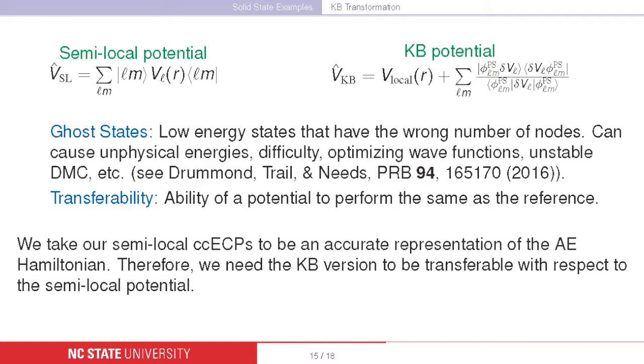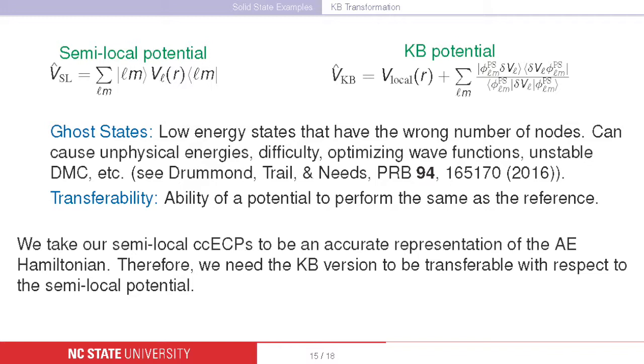Doing this transformation is not exact, and it can cause issues known as ghost states, which are low energy states that have the wrong number of nodes. When you carry this over into quantum Monte Carlo calculations, this can cause unphysical energies, difficulty optimizing your wave functions, large variances, and the walker population in diffusion Monte Carlo can become unstable, etc. If you want to see more information about how severe this can be, there's a paper by Drummond, Trail, and Needs talking about this.